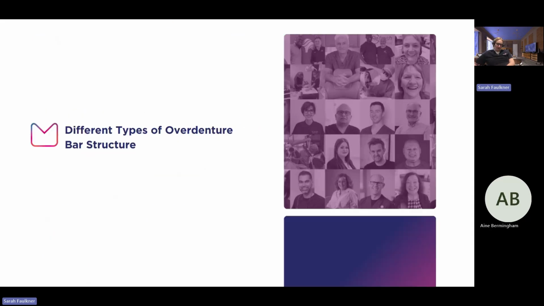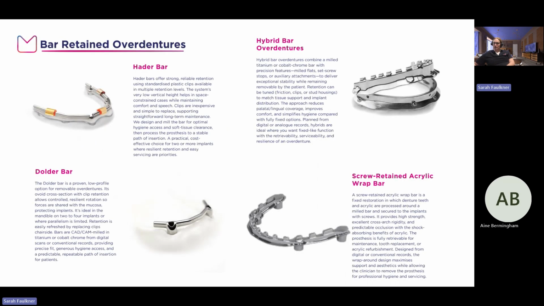So that's basically the standalone. As I said, all of the standalone, like Locator and ball attachments, are more or less all of the same premises. So if we just have a little look now at the different types of overdenture bar structures.